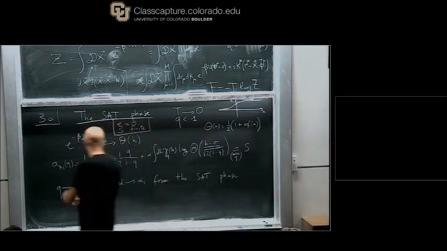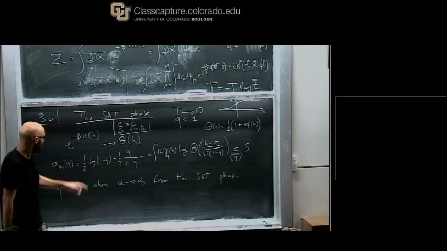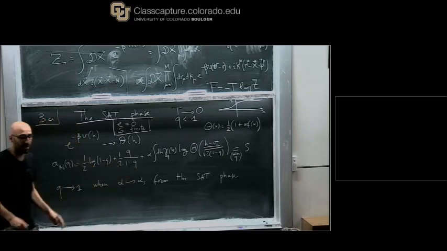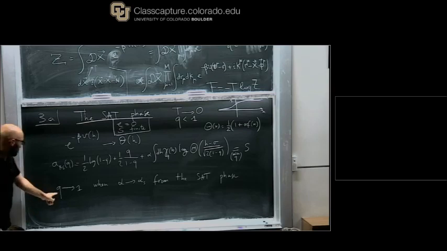So what happens when Q goes to 1 from the SAT phase? You see that here I have a log of 1 minus Q. Here you have this 1 minus Q. So this thing is going to diverge, which is correct, because when I approach the SAT-UNSAT transition from the SAT phase, the entropy should go to minus infinity, because the volume is going to 0, and the logarithm of 0 is minus infinity. So this is the good limit.